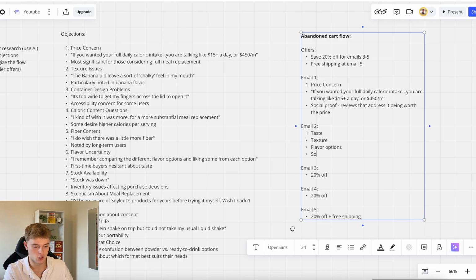And then for the social proof here, keep in mind, it's not like we're going to pick and choose where we can put social proof. If you have social proof, always use it. It's always better to have it. So social proof of people saying great things about the taste. It's really as simple as that.